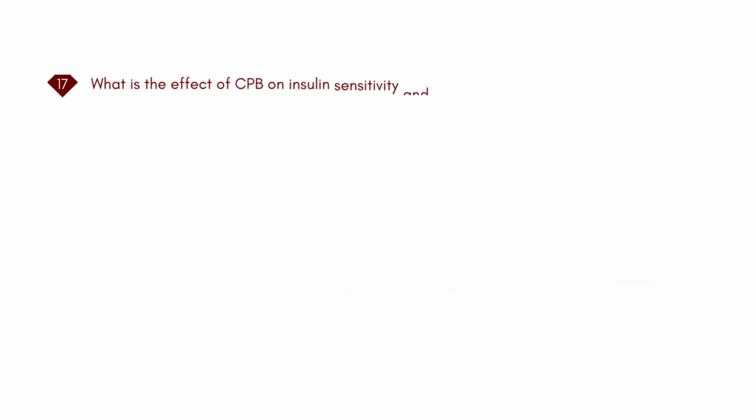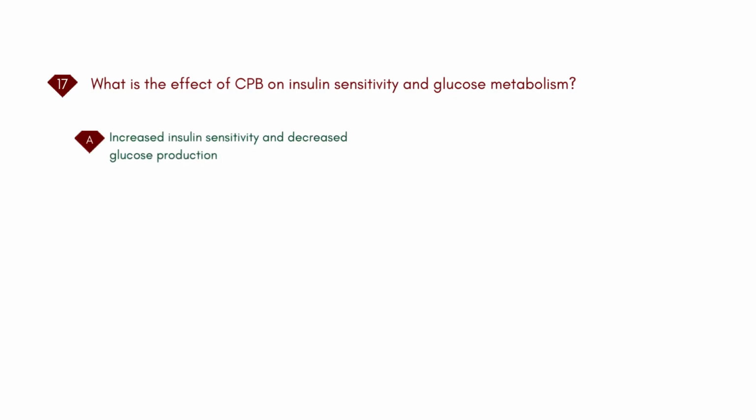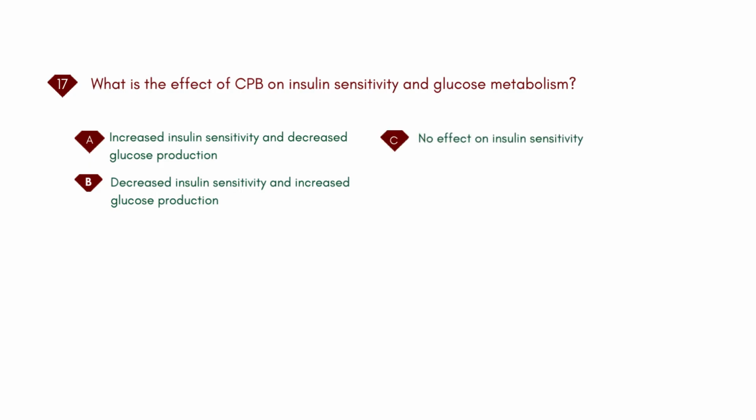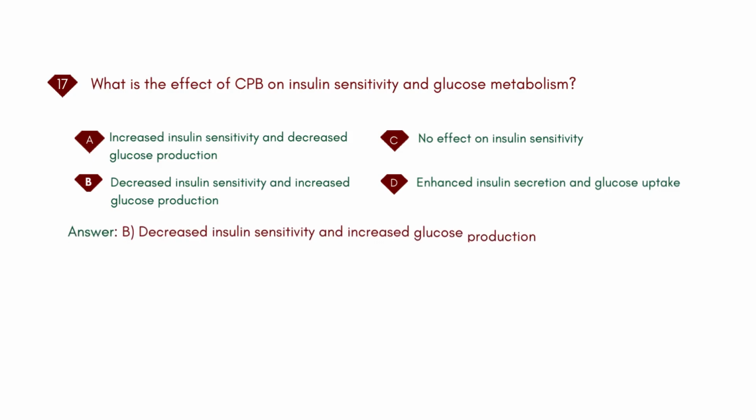What is the effect of CPB on insulin sensitivity and glucose metabolism? A. Increased insulin sensitivity and decreased glucose production. B. Decreased insulin sensitivity and increased glucose production. C. No effect on insulin sensitivity. D. Enhanced insulin secretion and glucose uptake. Answer: B. Decreased insulin sensitivity and increased glucose production.